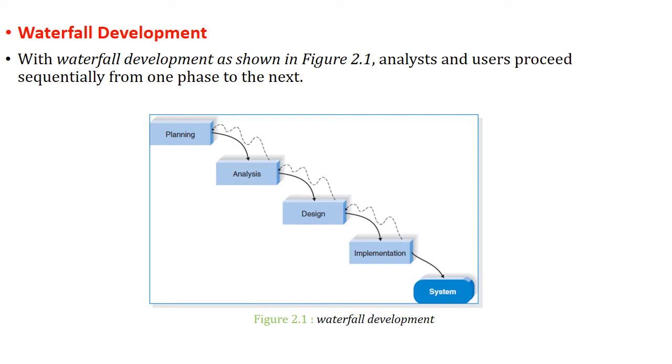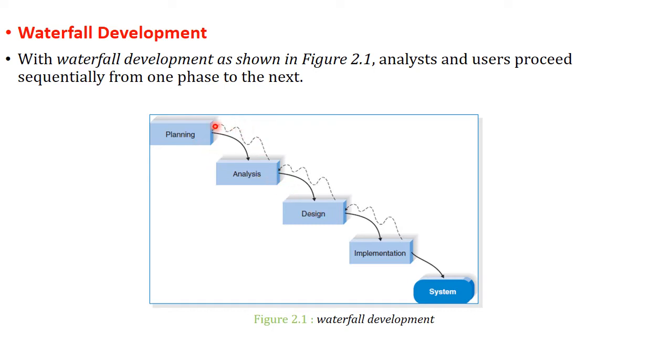So first we will talk about the waterfall development. In waterfall development, as shown in figure 2.1, it can be seen that the analyst and user proceed sequentially from one phase to the next. Here you can see we move from planning to analysis phase, then to design phase, then implementation phase, and in the end we obtain an information system. This is the step-by-step procedure, and we have to adopt this procedure.